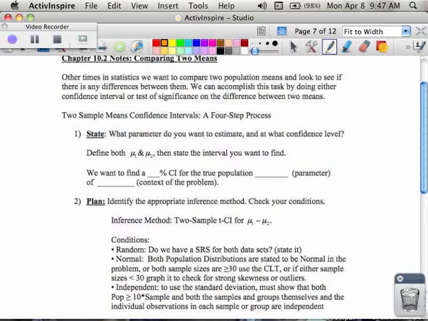So just like in the past, in a confidence interval, we're going to state what we're going to be talking about. We're going to define both of the means, mu1 and mu2, and state the interval we want to find. So you'll say something like, we want to find a blank percent confidence interval for the true population mean of blank, or maybe the difference of means.